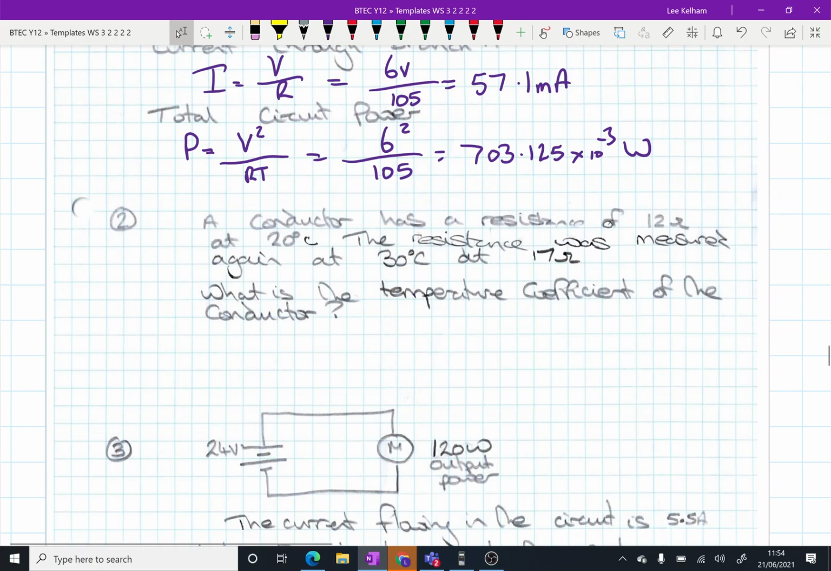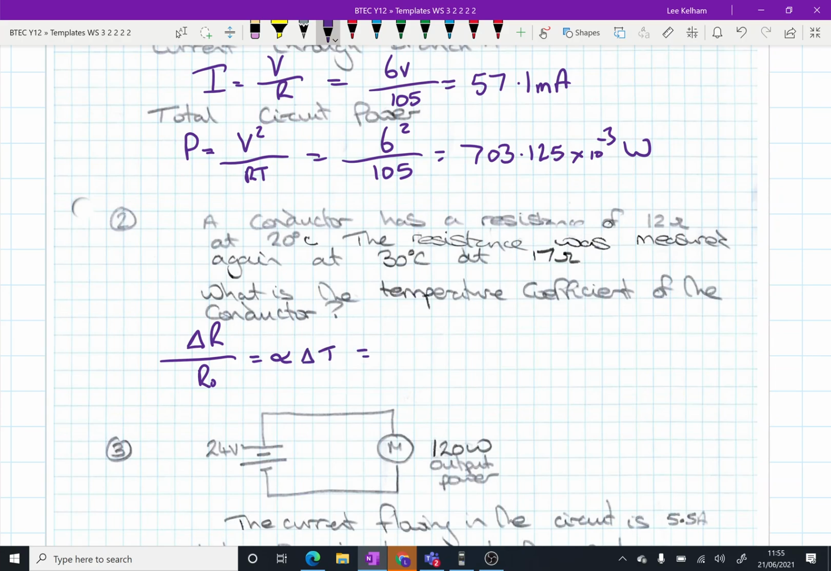Okay, so a conductor has a resistance of 12 ohms. That's our original resistance at 20 degrees C. Then it goes up to 17 ohms at 30 degrees C. So I'm going to write down the formula for this. I'm looking on my formula sheet for anything to do with temperature coefficient. And what have we got? There we have. So we've got change in resistance over our original resistance is equal to the temperature coefficient multiplied by the change in temperature.